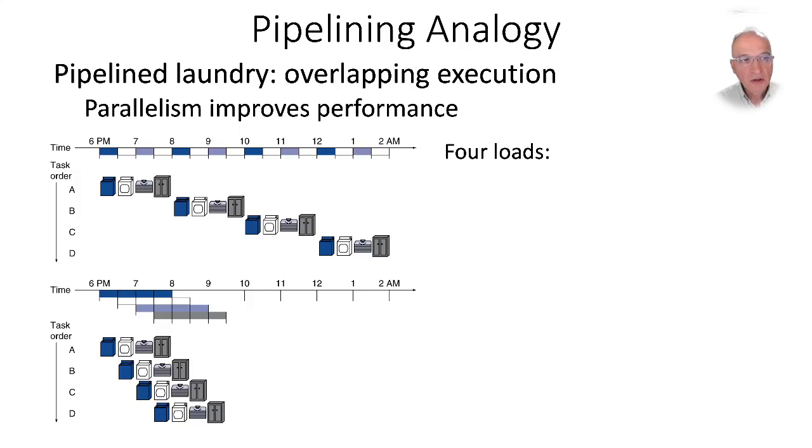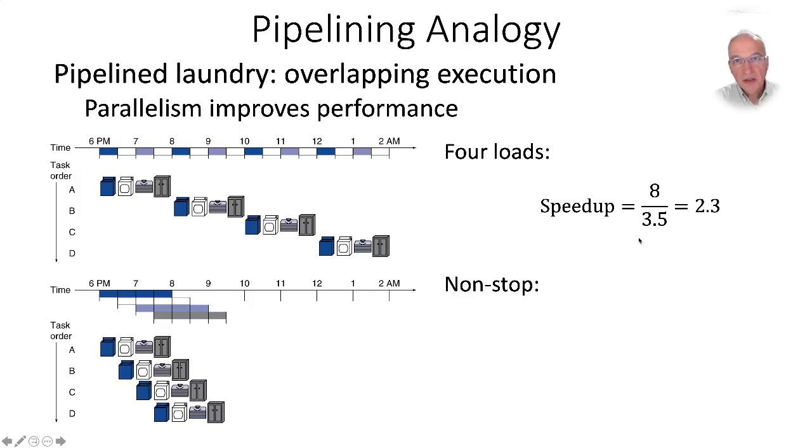So if I have 4 loads, the speed up will be, I had the 4 loads to do. Without pipeline, it took 8 cycles, or 8 units of time, for me to complete the task. And after pipelining, it takes 3.5 units of time to complete the task, so the speed up is 2.3.